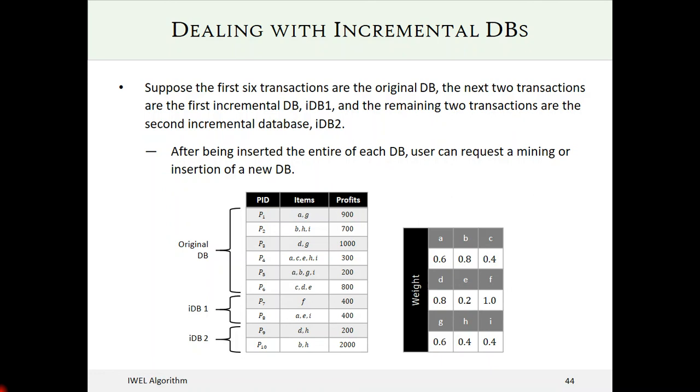Now we want to see how to deal with incremental databases using the introduced structures and concepts. Suppose the first 6 transactions here are the original database. The next 2 transactions are the first incremental database called IDB1, and the remaining 2 transactions are the second incremental database called IDB2. Note that after the entire insertion of each database, the user can request a mining or request an insertion of a new database. So it means that after inserting each database, the algorithm should be prepared to start a mining process.